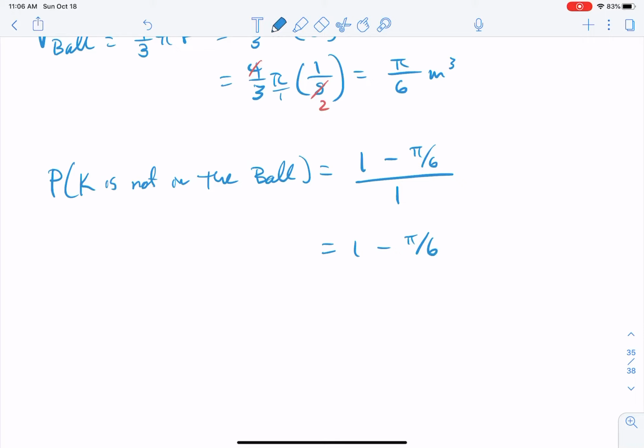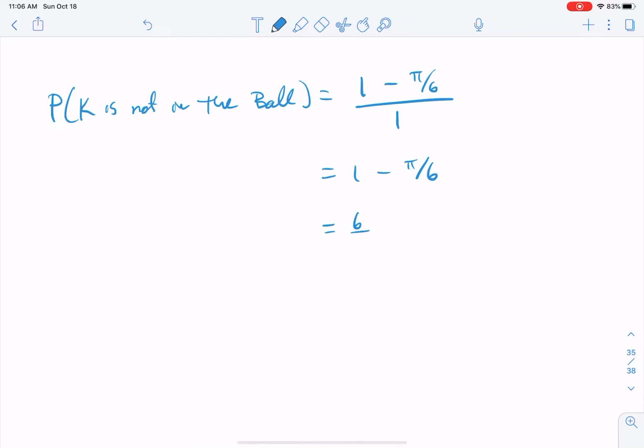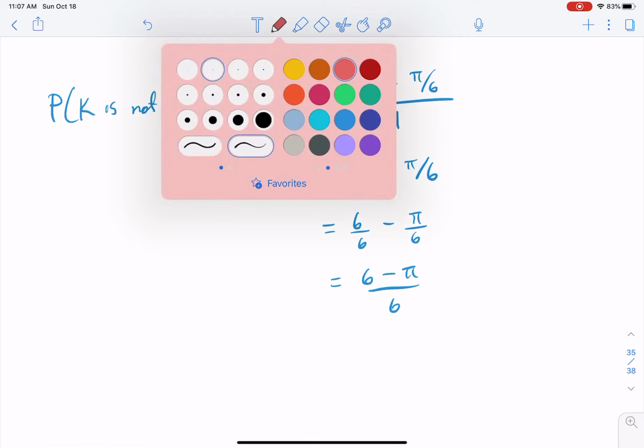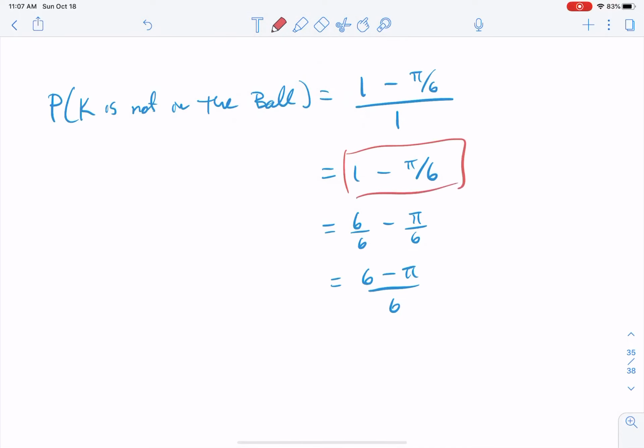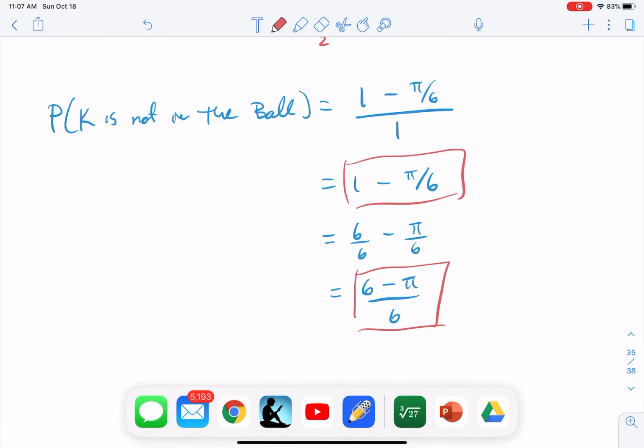Okay, and maybe I want this as just one complete fraction. If I want that as one fraction, I just rewrite 1 as 6 over 6, and then subtract the top: 6 minus pi, over 6. So any of these would be acceptable: 1 minus pi over 6, or 6 minus pi, all of that divided by 6. Or maybe we get some sort of decimal approximation in the form of a percentage.